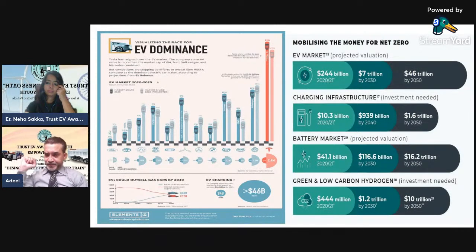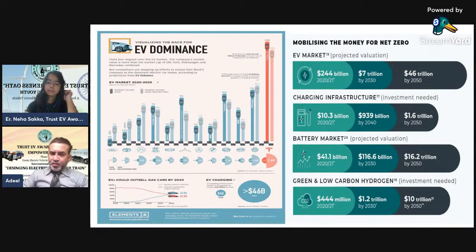Battery market, $41.1 billion by 2020, $116 billion by 2030, and a 16.2 trillion market by 2050. Then green and low carbon hydrogen investment needed is 444 million. Similarly, 1.2 trillion by 2030 and 10 trillion by 2050. Now, this is the investment required if we need to mobilize the EV market, charging infrastructure, battery market, and green and low carbon hydrogen.